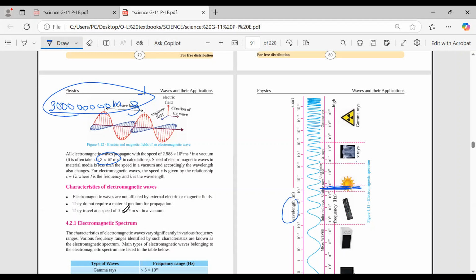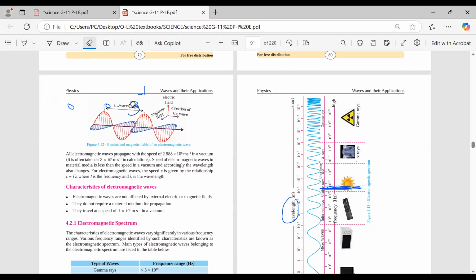So look, you have some features here. They travel at the speed of 3 into 10 to the power 8 meters per second in a vacuum. They do not require a material medium to propagate, and also they are not affected by external electric or magnetic fields. So these are the characteristics of electromagnetic waves.